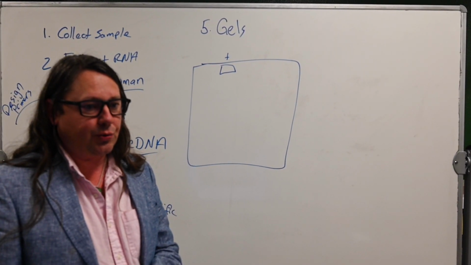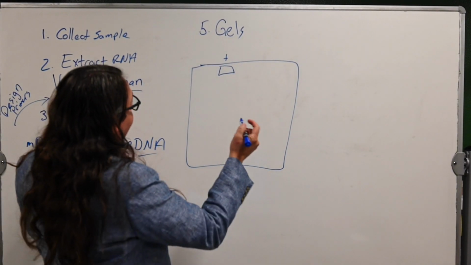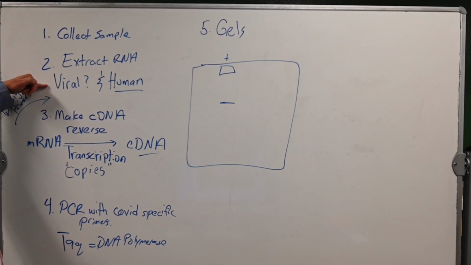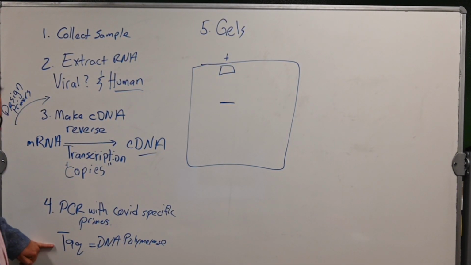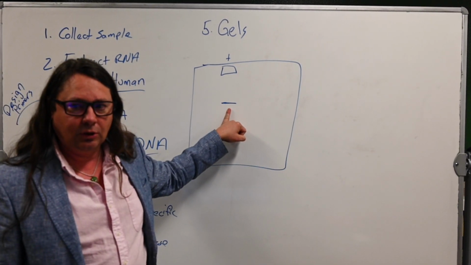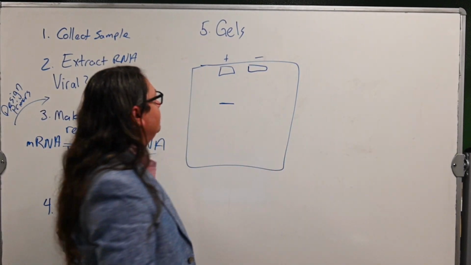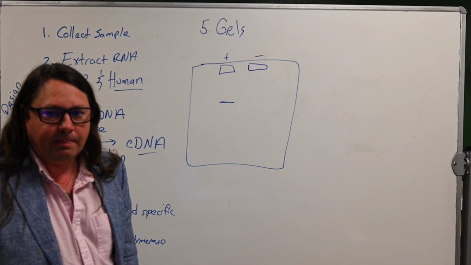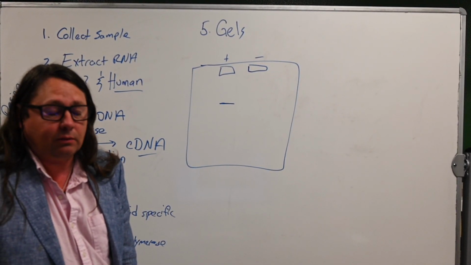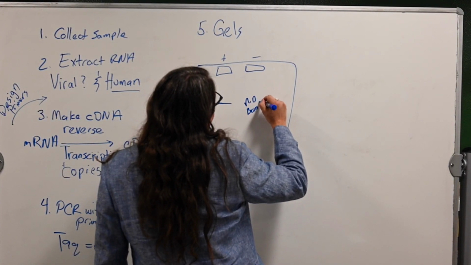And this is different from a control, right? If a person's infected, yes, we would see a band, right? If the person's infected, we'll extract the RNA, make the cDNA, and then amplify that RNA. So we should see a band on the gel. What if the person's not infected? Would we see a band? No, right? No band. No result.